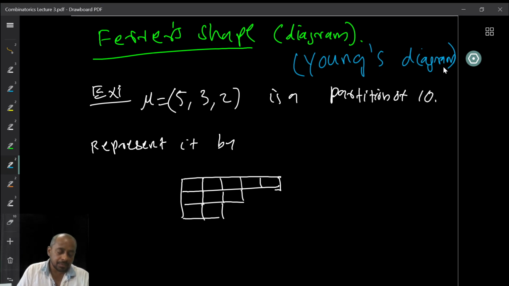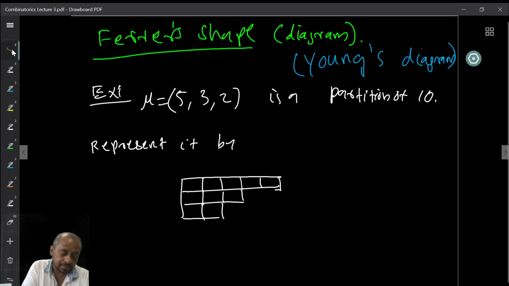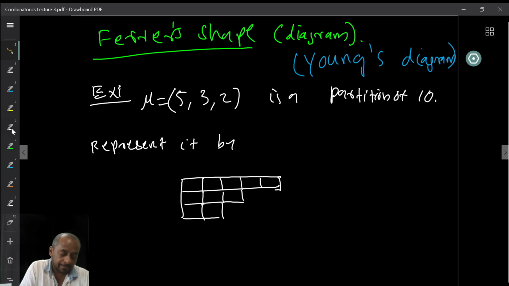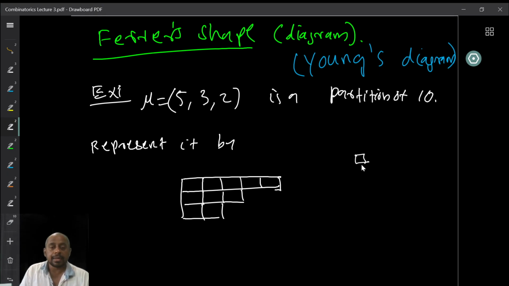and it is as follows. Suppose you are given a partition of, let's say, 10. So let's say a partition of 10 is mu equal to 5, 3, 2. So a partition of 10 into 3 parts. Now I can represent this partition as follows. For every unit, I will put in a unit square. Let's say I take a unit square, so the unit square represents 1.